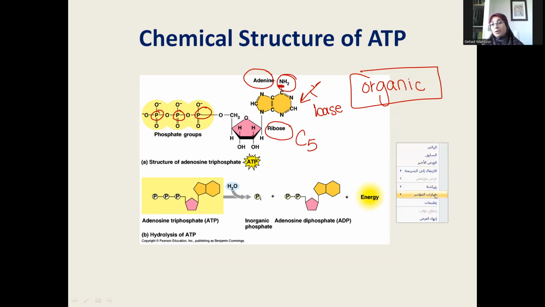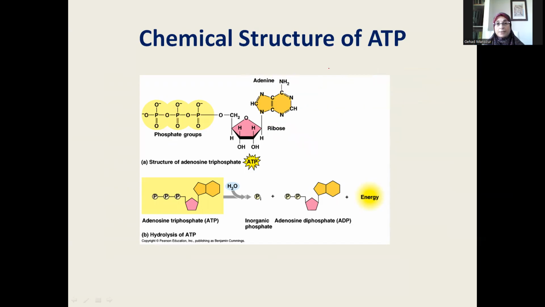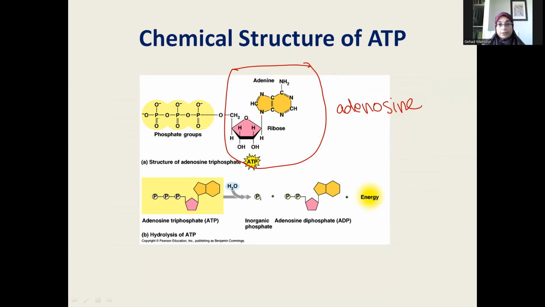Adenine alone is called adenine, but adenine plus ribose are called adenosine. That's why we call this molecule adenosine. And then because we have 3 phosphates connected, we call it adenosine triphosphate. The last bond here between the last phosphate group and the first 2 phosphate groups is a high energy bond.